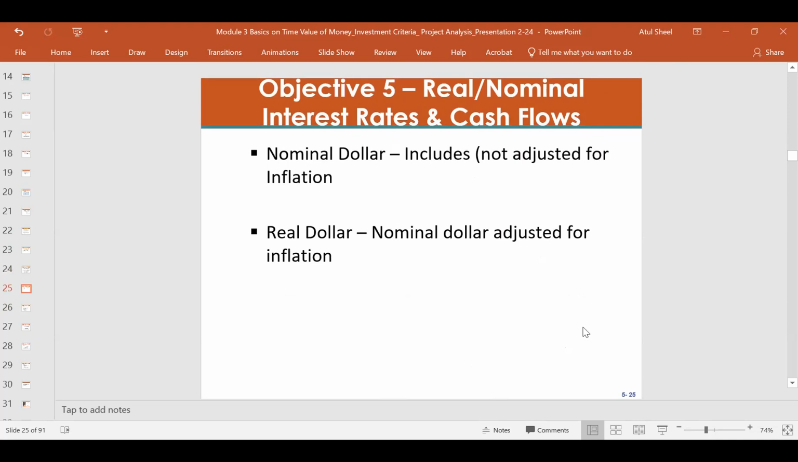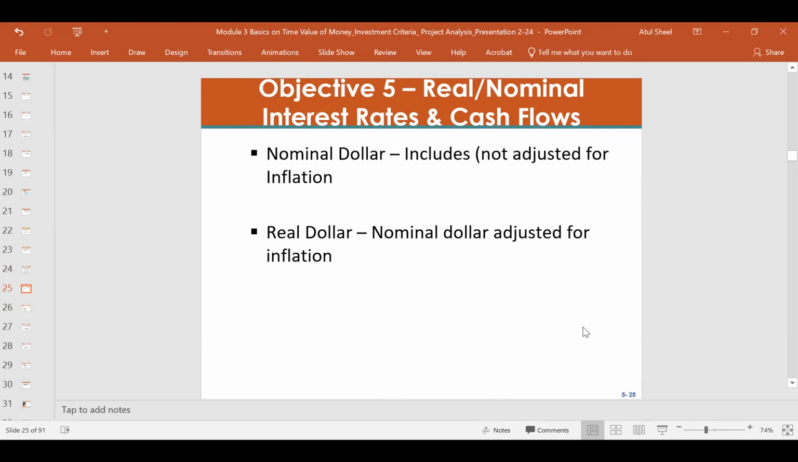The next concept that we need to understand is real and nominal dollars. Real interest rate and nominal interest rate. Real cash flows, nominal cash flows. The word nominal simply means that it is not adjusted for inflation.